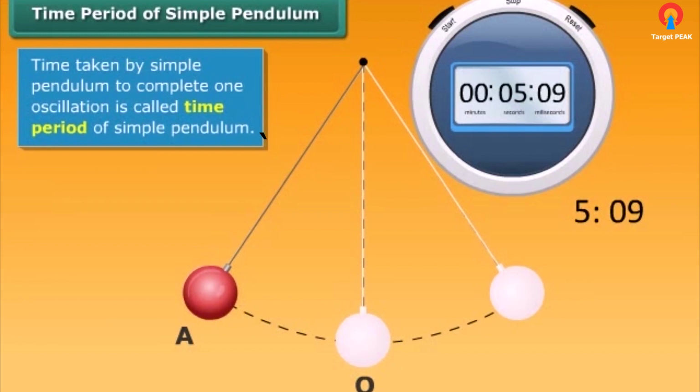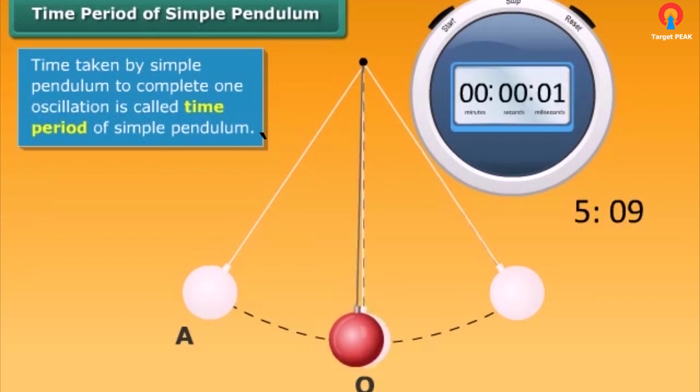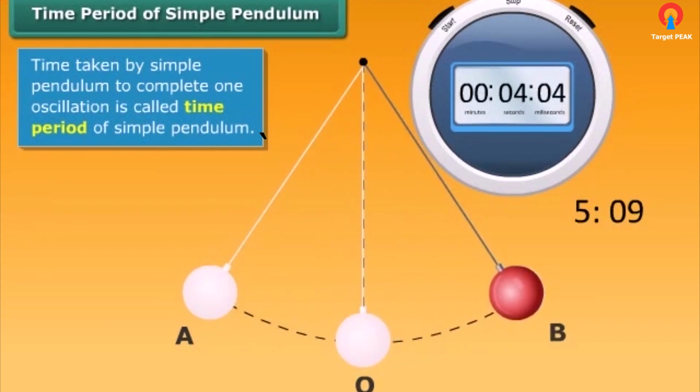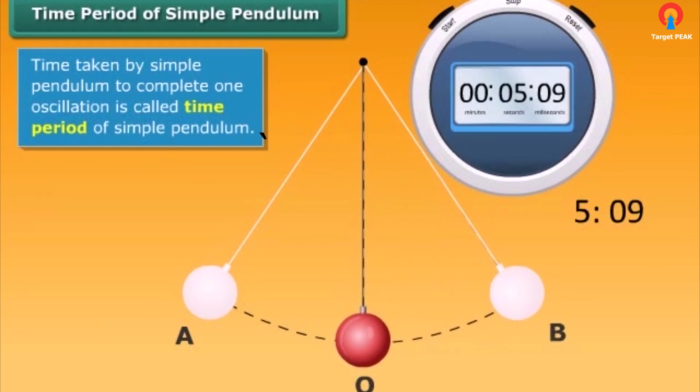Repeat the activity. This time, start from the equilibrium position O. Note the time taken by the pendulum to complete the 1 complete oscillation from O to A to B, B to O. The time so recorded is the time period of the simple pendulum.